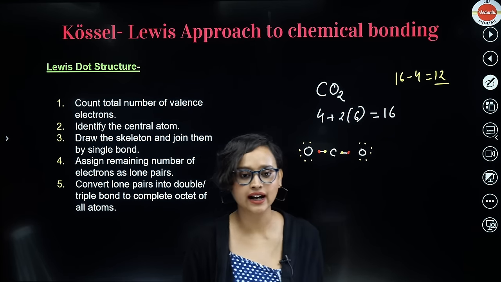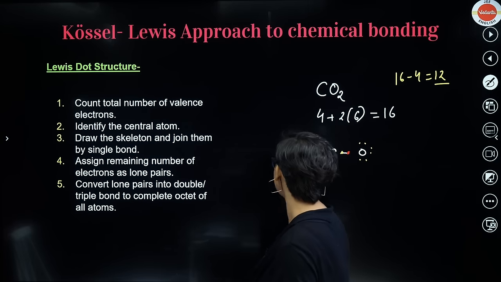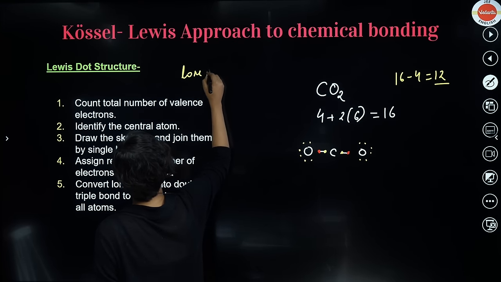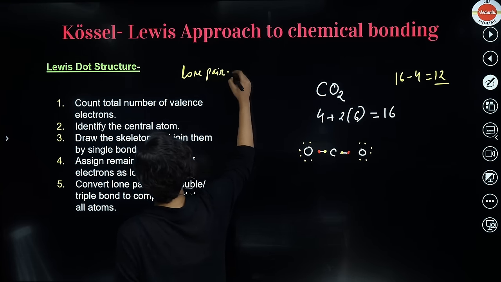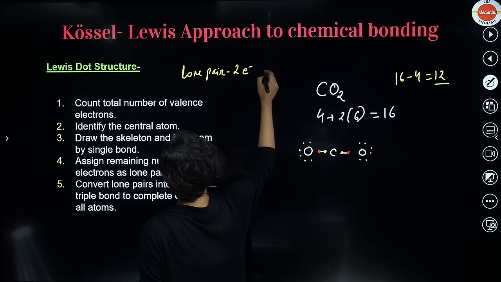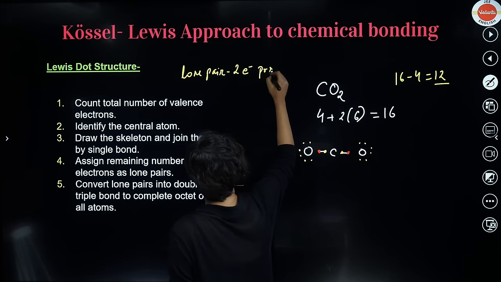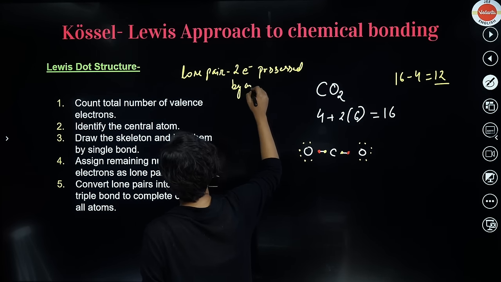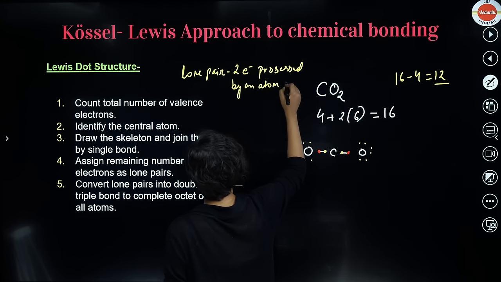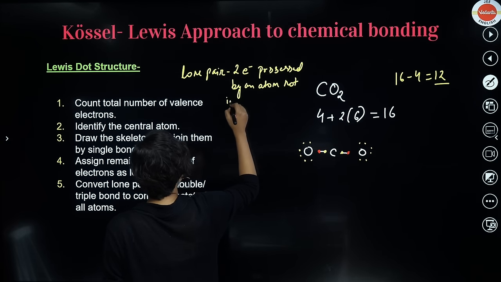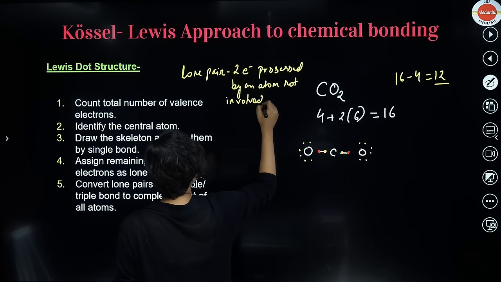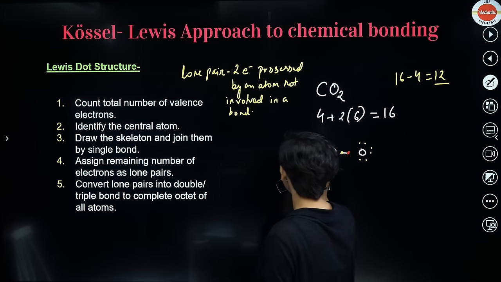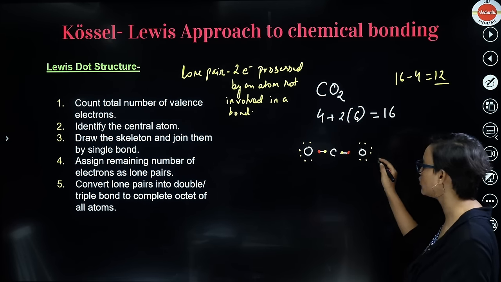Now, the rule says to convert the lone pairs. What is this lone pair? A lone pair is basically 2 electrons possessed by an atom not involved in a bond, okay? So these are called lone pairs. So oxygen has 3 lone pairs here, and oxygen has 3 lone pairs here.